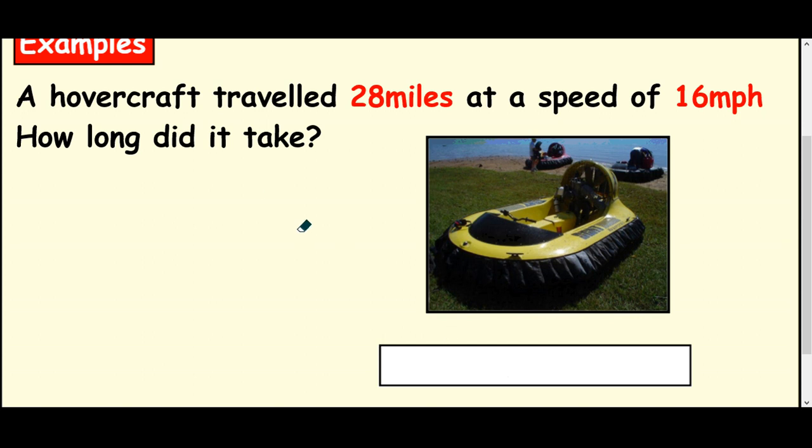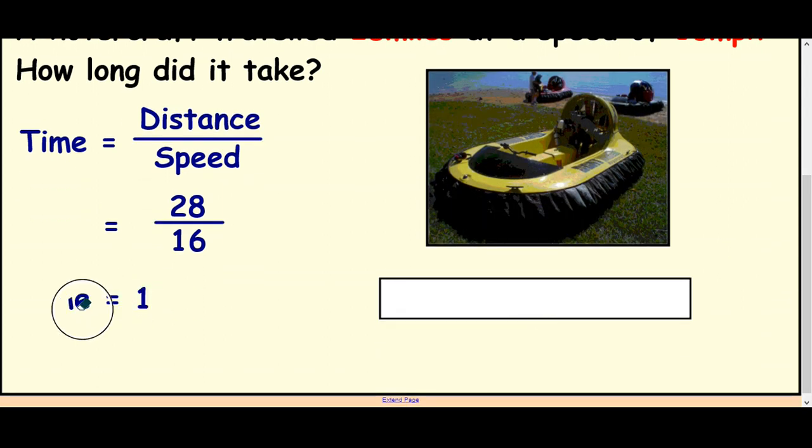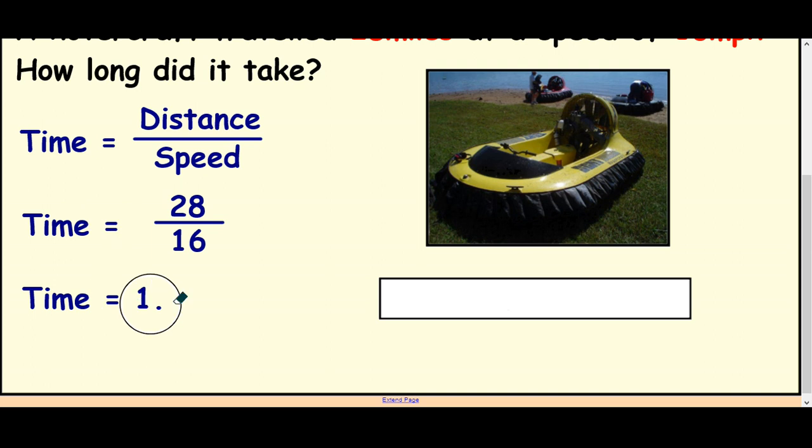Okay, so for setting it out, you would write your formula out. Time is distance over speed. I don't mind if you just use the letters. The distance in this case is 28 and the speed is 16. You can use a calculator here if you want, but the time there is 1.75 hours, but we would tend not to leave it like that.